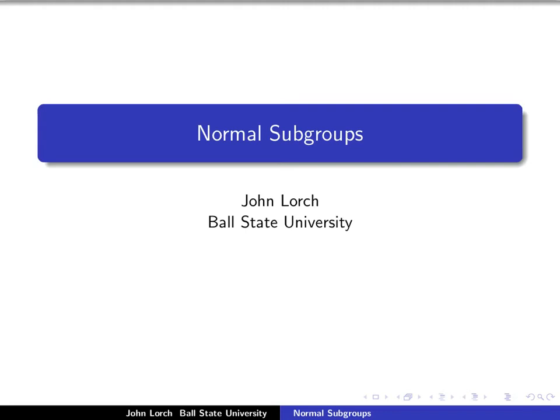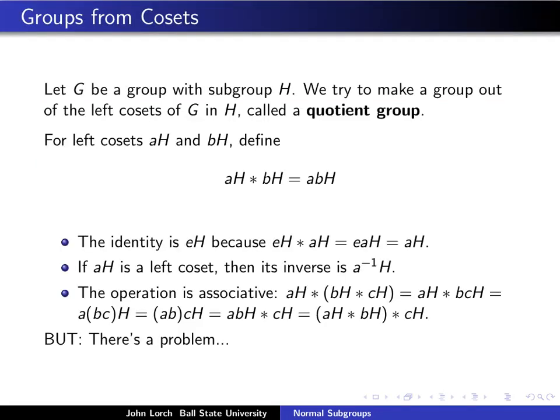This video is about normal subgroups. Our main task is to form new groups using cosets. So we start with a group G and a subgroup H, and we're going to consider the left cosets of H in G, and we want to form a group from those left cosets. So the group we form is going to have a name. It's called a quotient group.